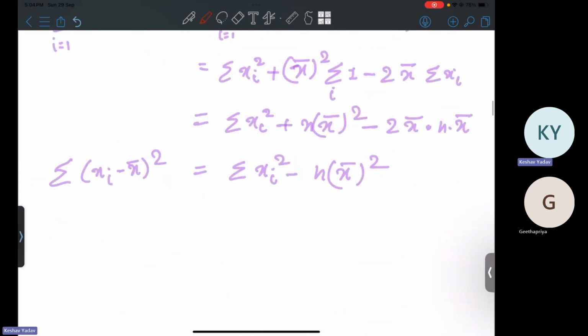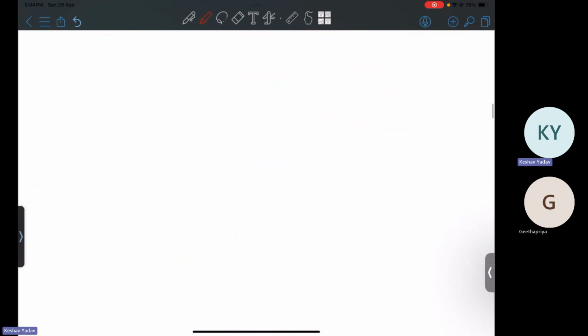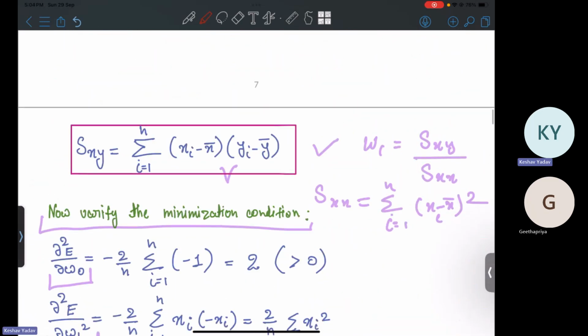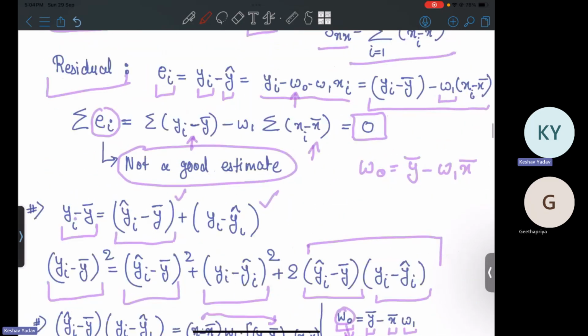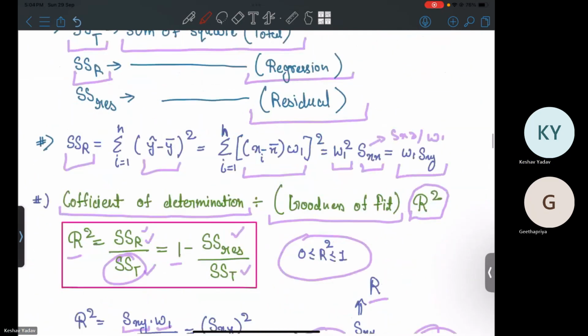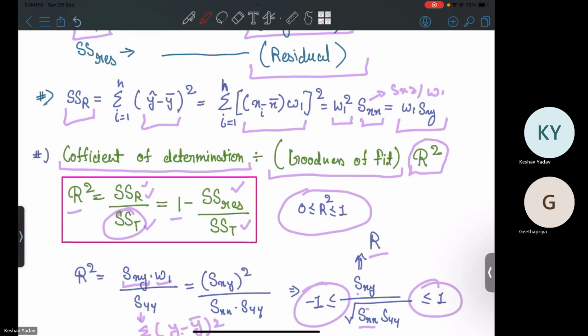Then after that, we have seen the quality of regression. There we have defined two things. The first thing is the coefficient of determination, that was written as R square, that was equal to SSR over SST, sum of square of regression divided by sum of square of total. So that always lies between 0 to 1.